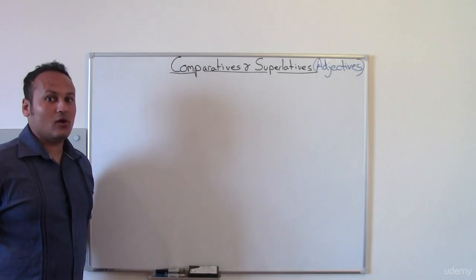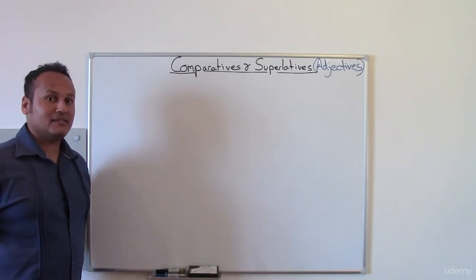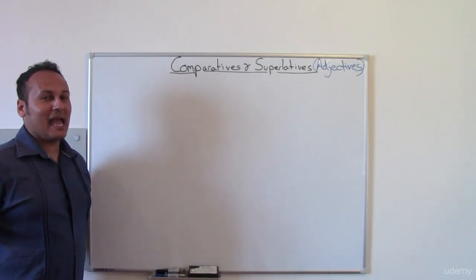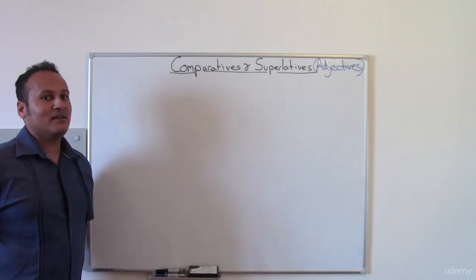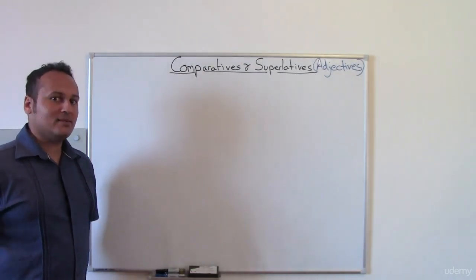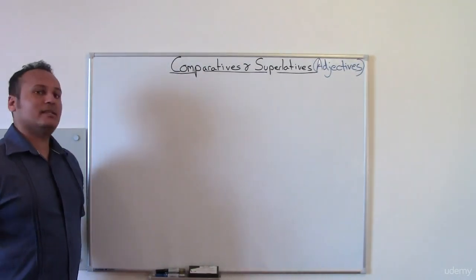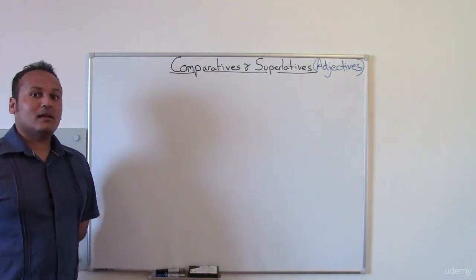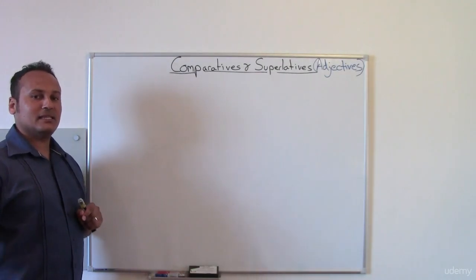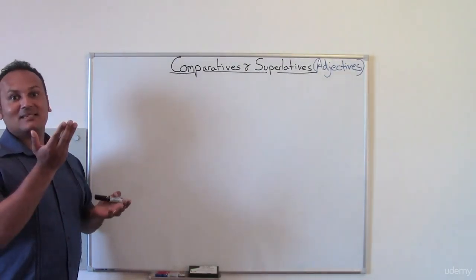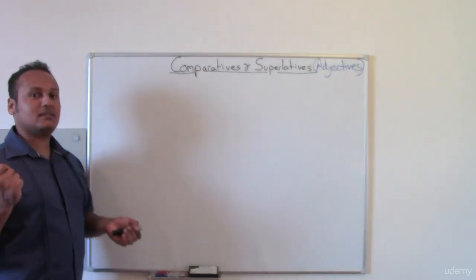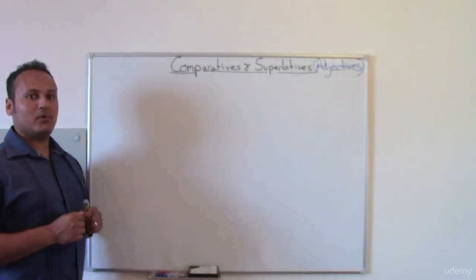Today's lesson is all about comparatives and superlatives. And we are going to look at using adjectives for this reason. Let's start with the reason why. Why do we use comparatives? Why do we use superlatives? Well, let's start off with comparatives. The reason why we want to use this is to compare. Simply as that. We want to compare two or more things or two or more people.